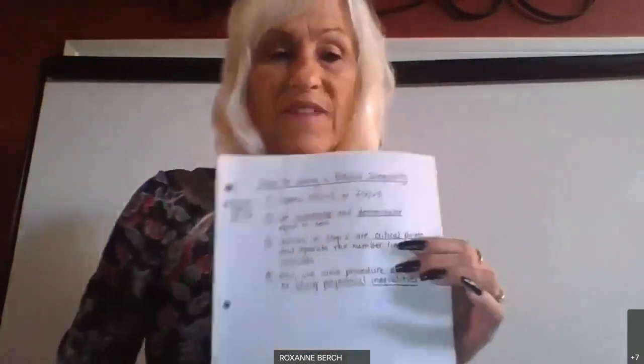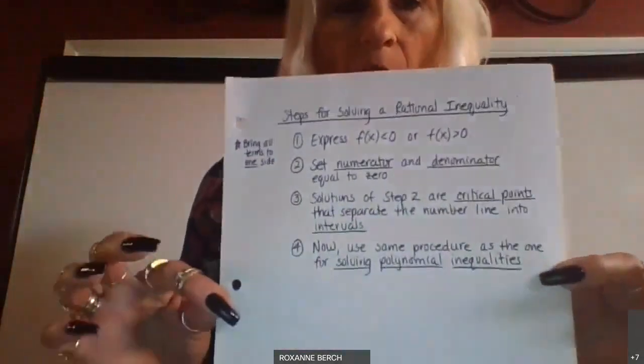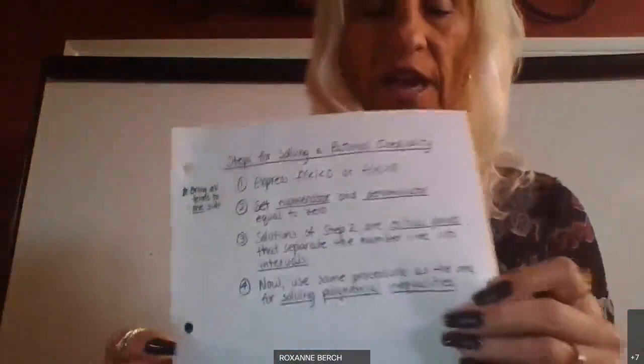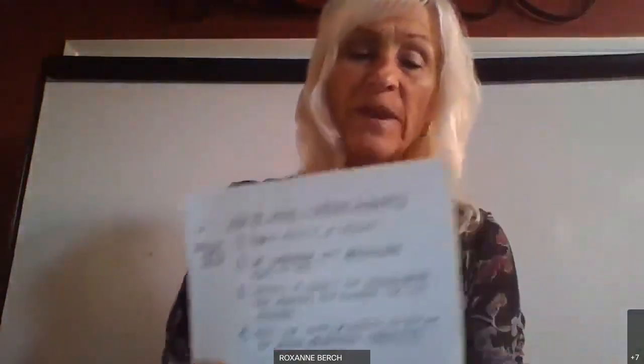Okay, well, I have not posted this yet. So I'll keep holding it up, but I will post it. These are the steps for solving a rational inequality. Now remember, a rational inequality is not a polynomial. Remember, a polynomial is a smooth curve. Rational means there's a variable in the denominator. So rational rhymes with fractional. So we're dealing with fractions.